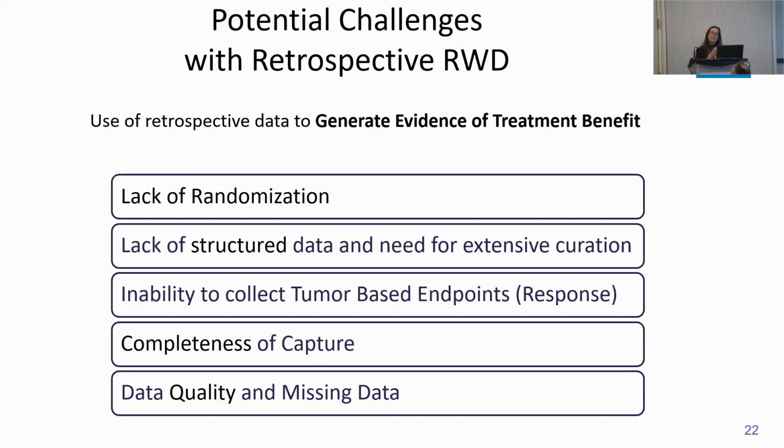I think when you think about the bias, the confounding, the potential methodological issues, you have to think about why you have those issues. And the challenges are the lack of randomization when we're talking about many types of observational studies, but hold that thought because I will talk a little bit about randomized observational studies in a little bit. The lack of structured data and need for extensive curation, the inability in oncology to collect tumor-based endpoints like response, completeness of data capture, and data quality and missing data.